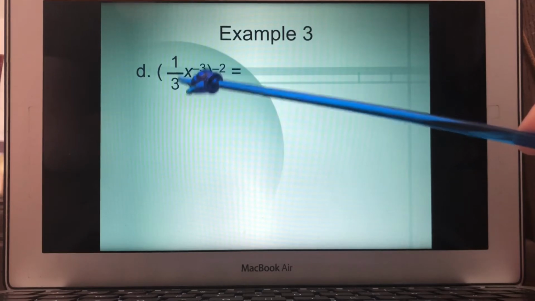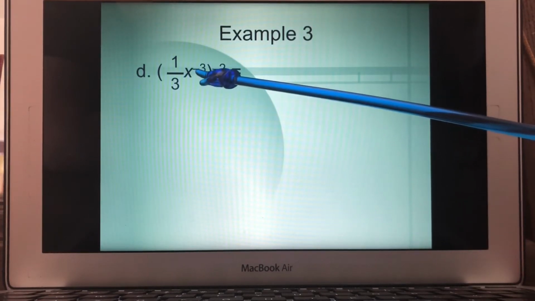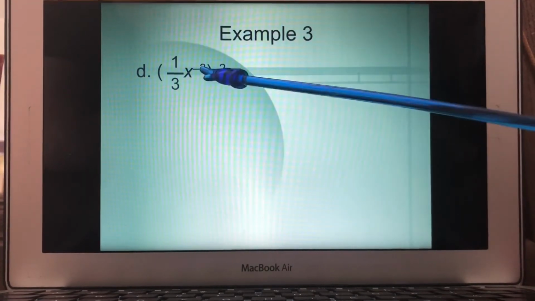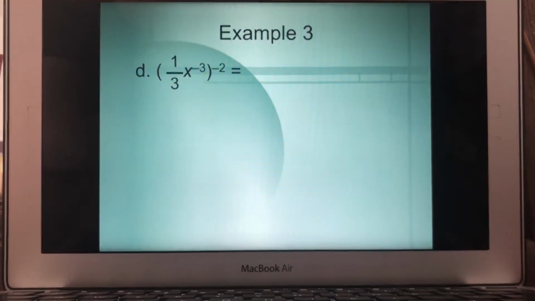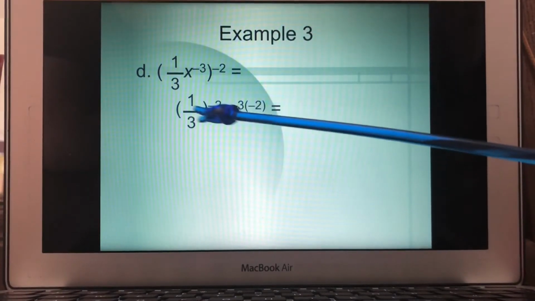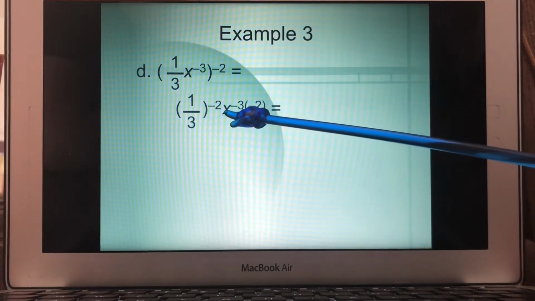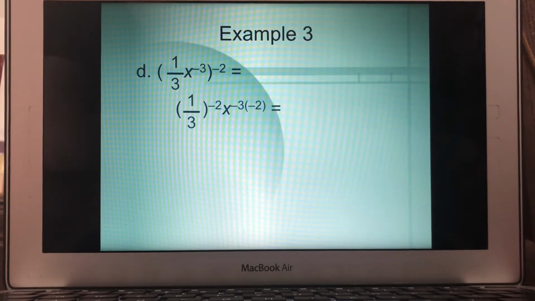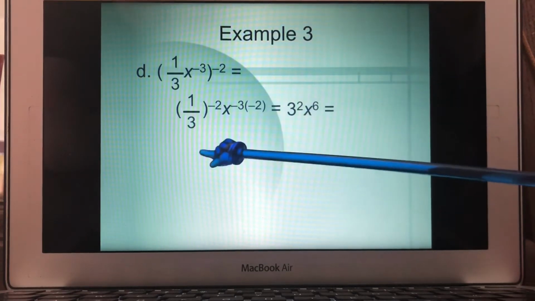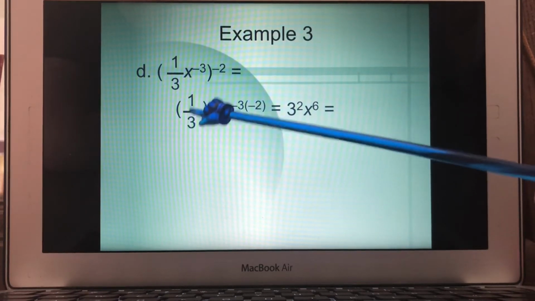Here we have a fraction in our original term, and then we have x to the negative 3 power. But this is to the negative 2 power. Well, let's take a look here. 1/3 raised to the negative 2 power, we'll simplify that in a minute. The x is raised to the negative 3 times negative 2 power. So the negative 2 power flips this upside down.